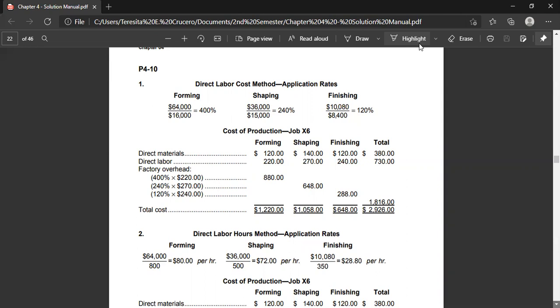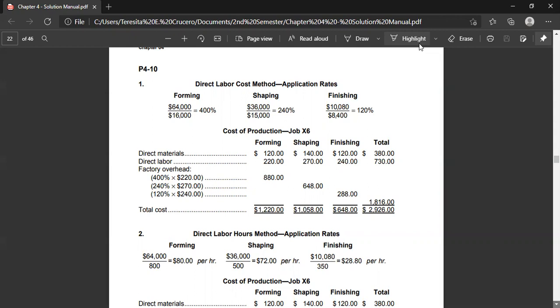The job cost ledger shows the following data for X6, which was completed during the month. We now have the three departments with material use, direct labor cost, and direct labor hours. Now, as shown for X6, one of the jobs, determine the cost of X6.